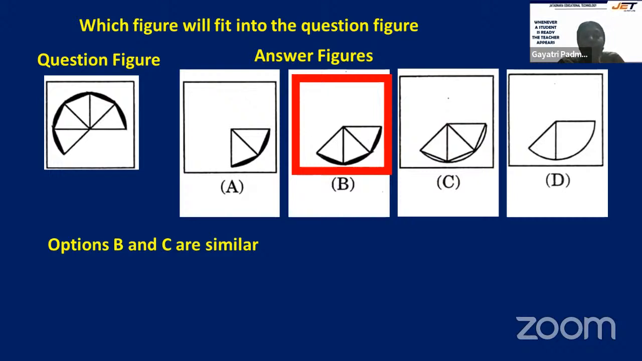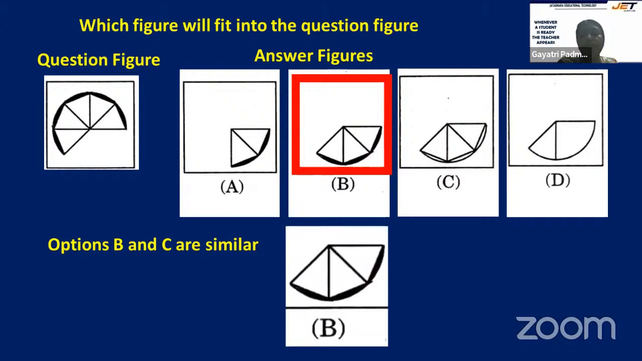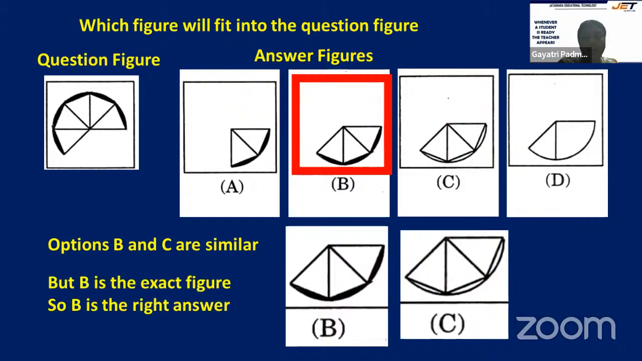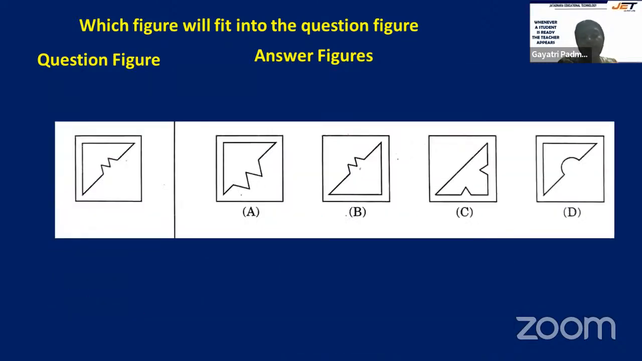Option B and C are similar, but option B should be the best fit. Option A you cannot include because we need 3 triangles. C cannot come because the last circle portion is not highlighted. But B is the exact figure. So B is the right answer. Now let's move on to the next question.